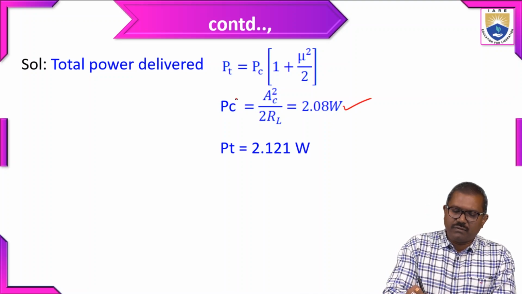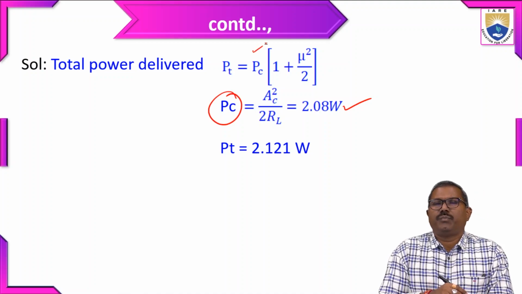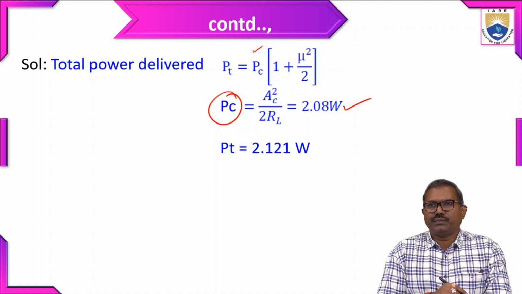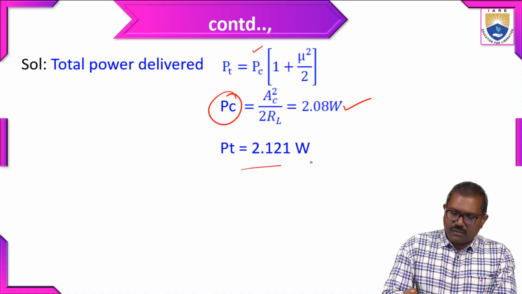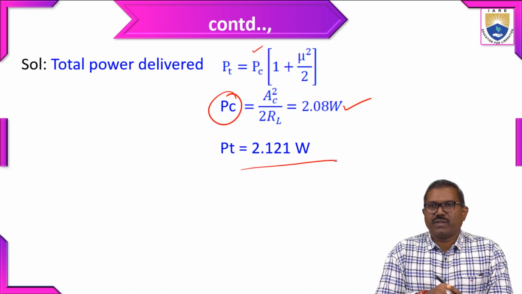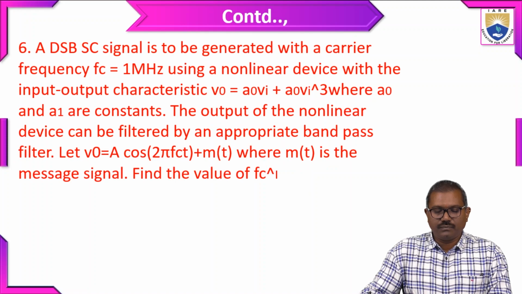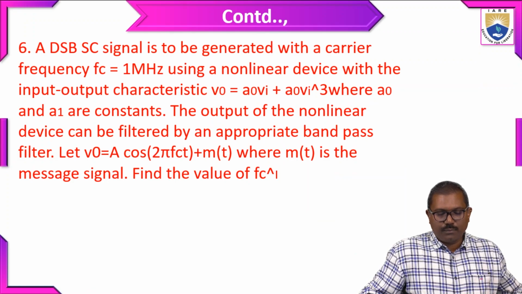After getting the PC value, we are going to substitute in the above formula. PT is equal to PC into 1 plus mu square by 2. Then you get PT is equal to 2.121 watts. Okay. So the fifth one is completed.